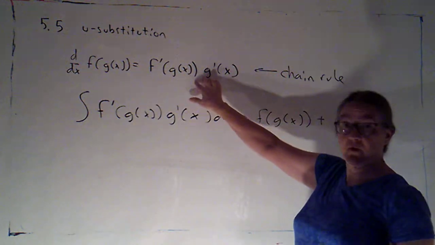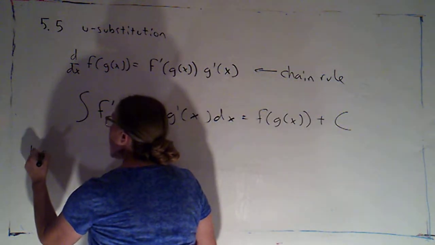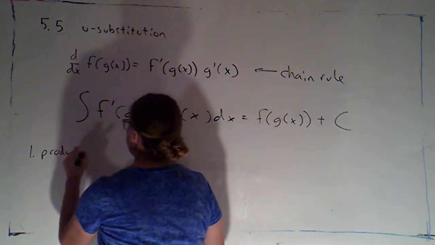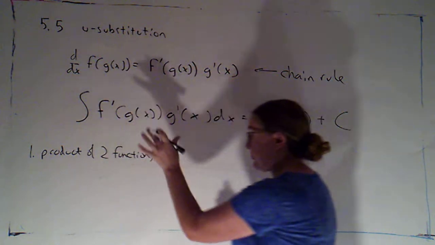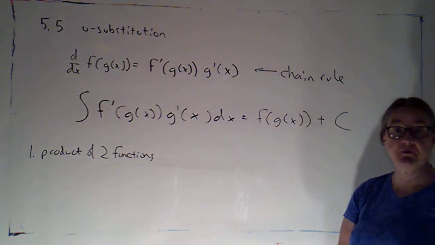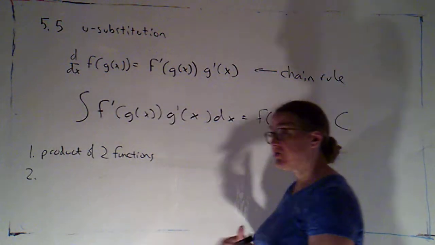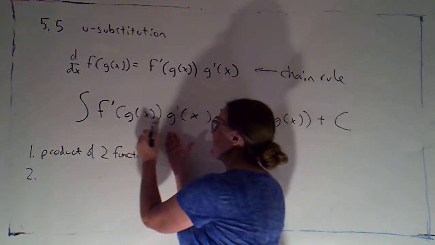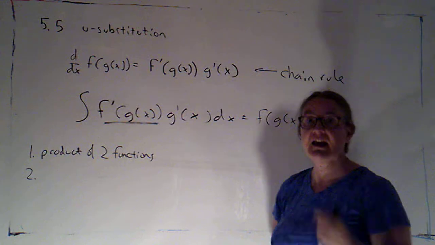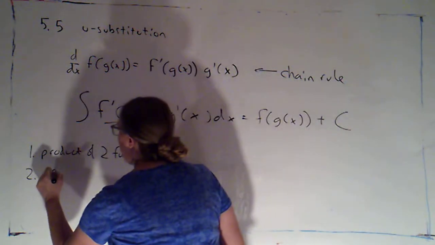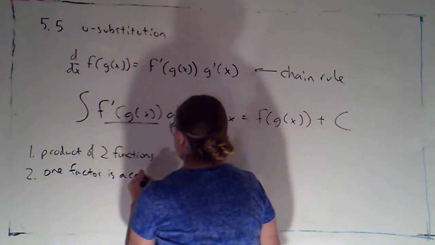Now, I want to just point out three things that I notice about this integrand here, which is just the derivative that I get when I use the chain rule. One, I have a product of two functions, because I have just f prime multiplied by g prime. Two, one of the factors is a composition. This factor right here, that's g of x plugged into the function f prime.